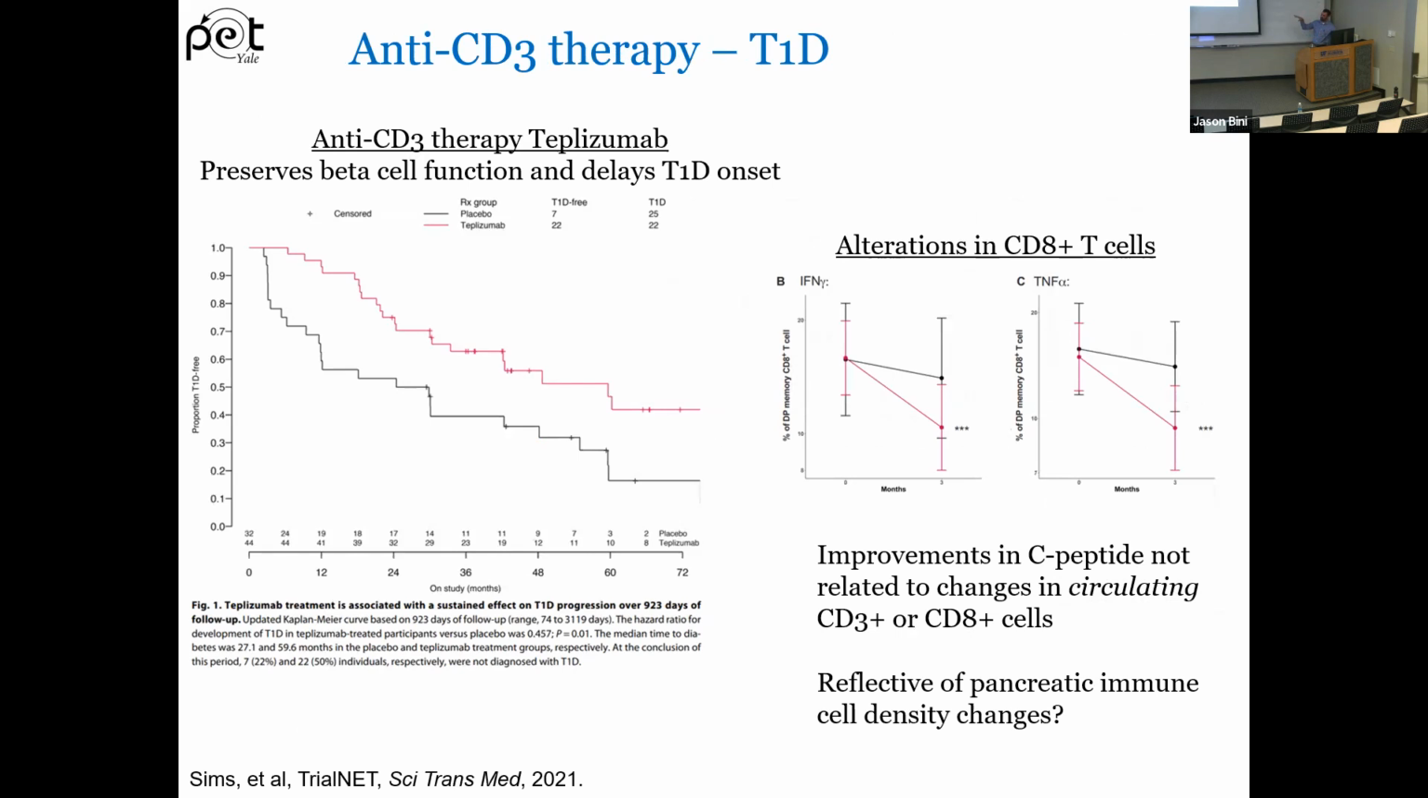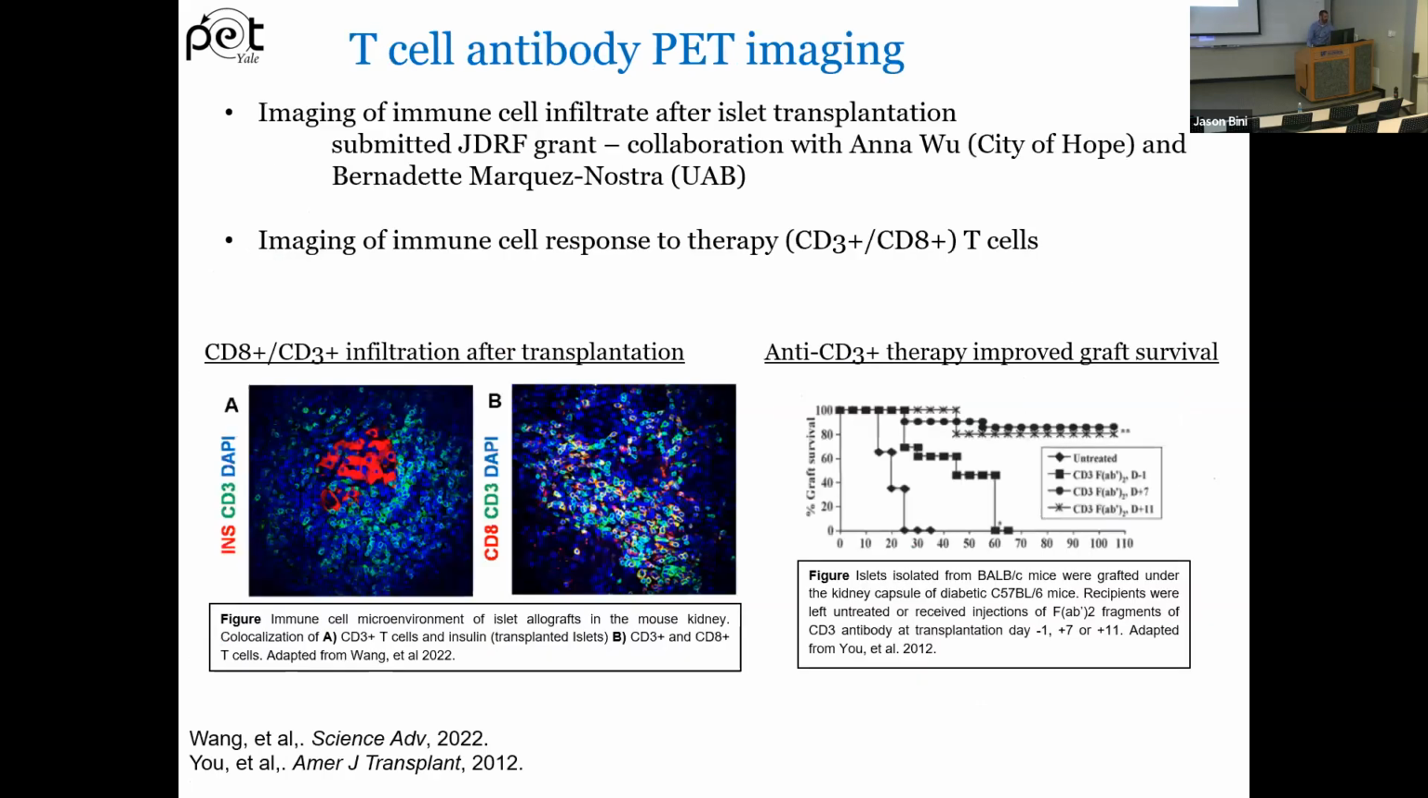It also showed alterations in CD8 positive T cells, but a lot of these measures were peripheral blood measures of T cells, not necessarily the T cells in the pancreas directly. Whether that's reflective of the changes in the pancreas needs to be determined, but we want to look at those CD8 and CD3 cells directly in the pancreas.